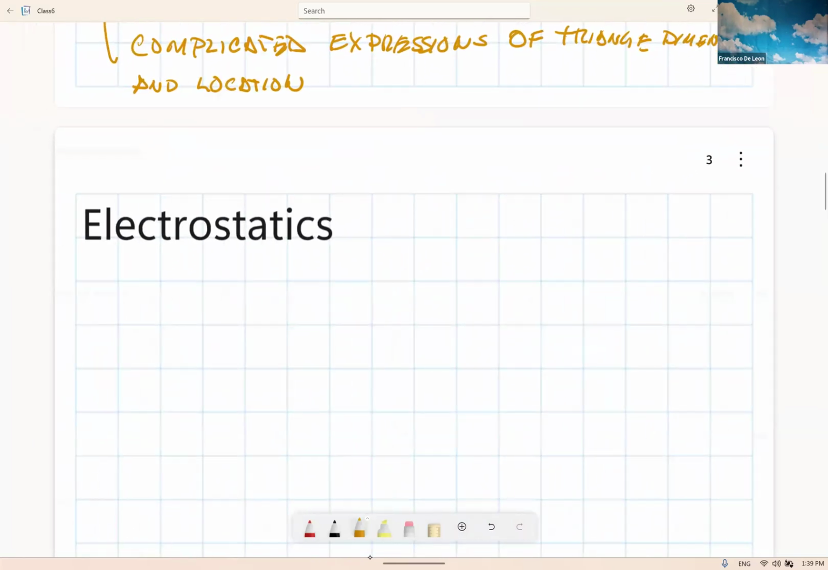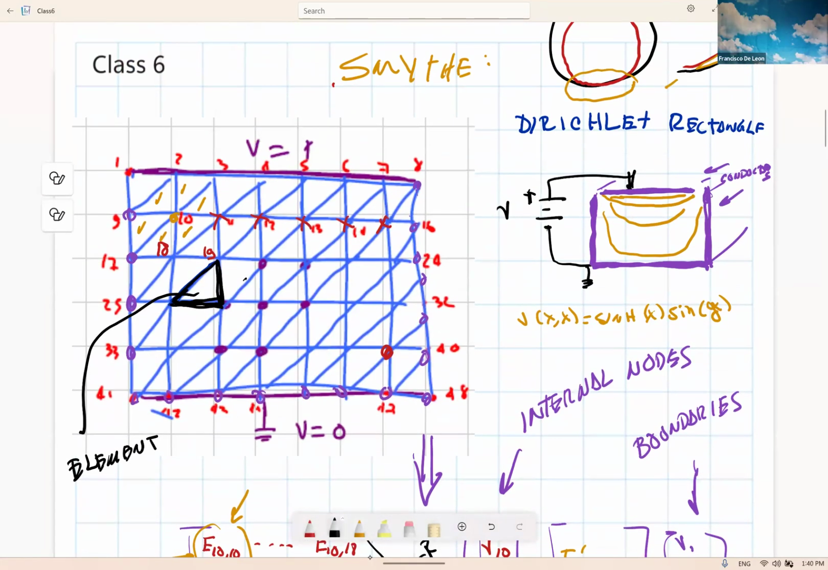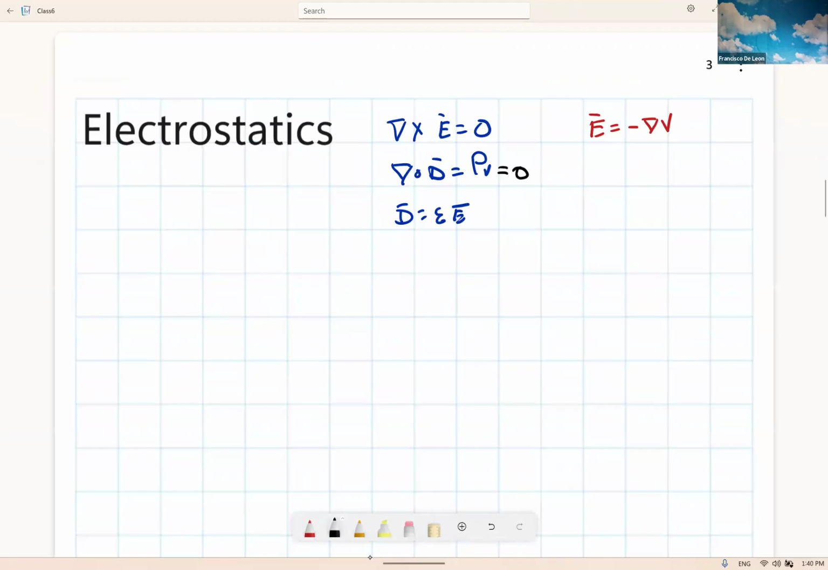The example I'm going to solve is an electrostatic problem. Electrostatics: the curl of E equals 0, the divergence of D equals the charge density, and D equals epsilon E, right? And we're going to use the potential. We're going to use the fact that E is equal to minus the gradient of V. And to make my life easy, in the first example, we're going to put the charge density equal to 0, because there is no charge distributed in this thing.